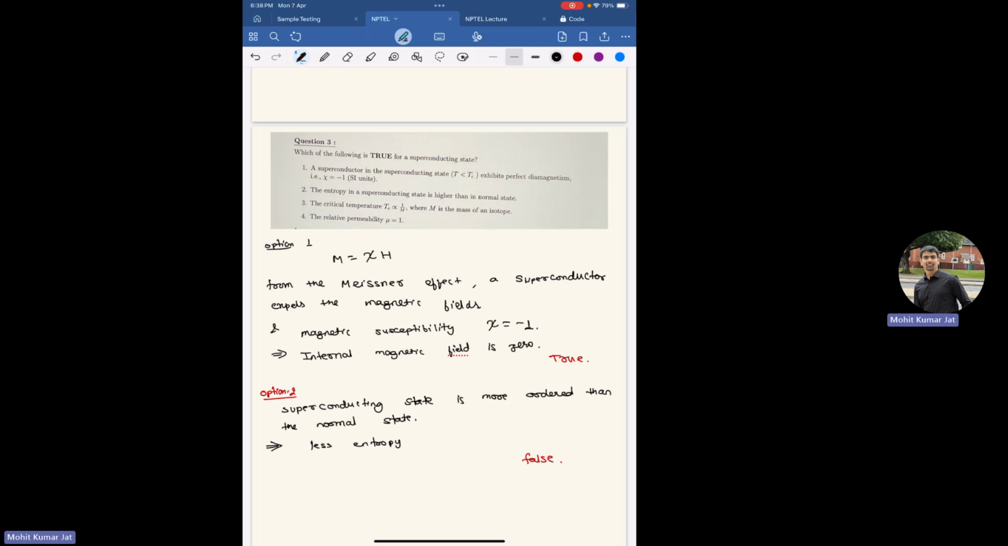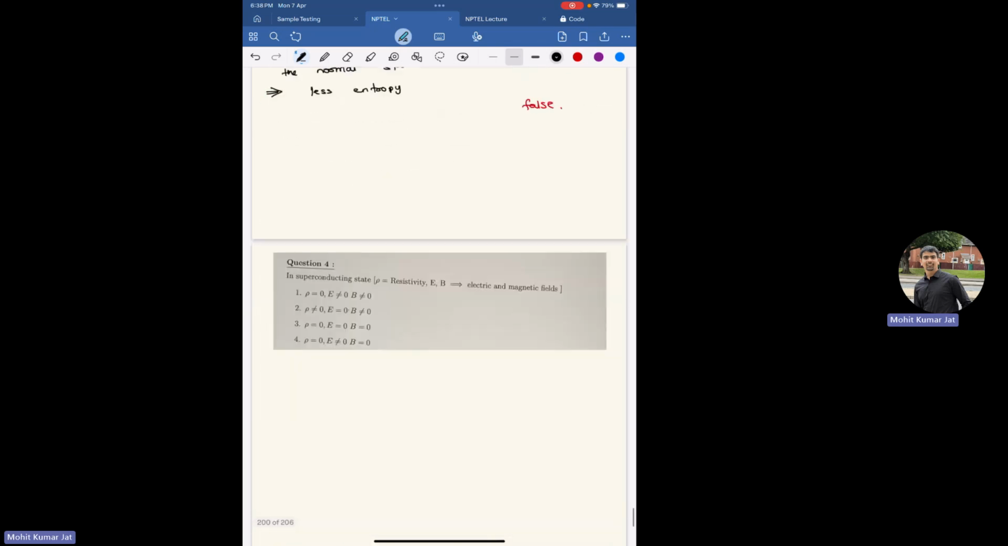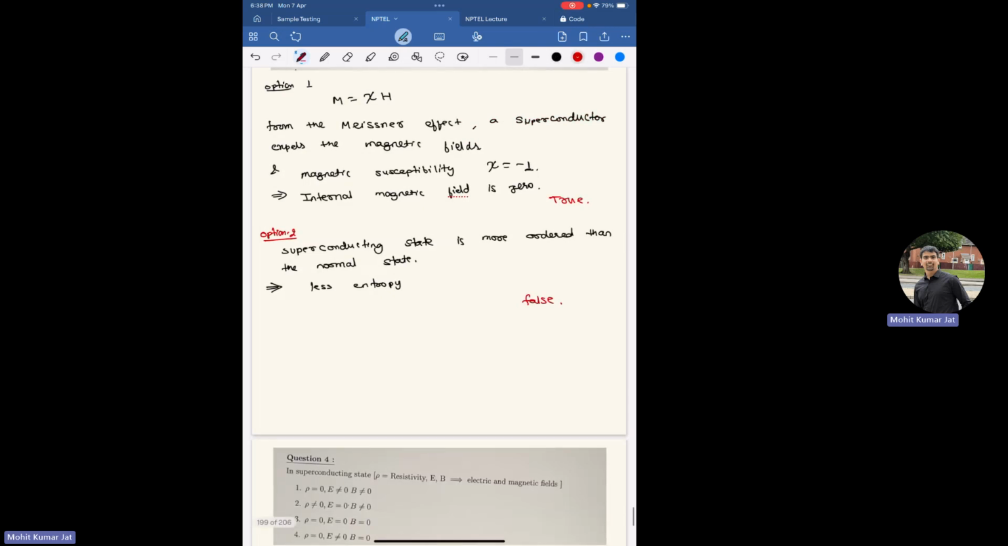Option number 3 is that the critical temperature Tc goes as 1 by m, where m is the mass of an isotope. Okay, so option 3. So this is isotope effect. And this has been already discussed in the class, that Tc goes as 1 by root m, not 1 by m. This implies false.